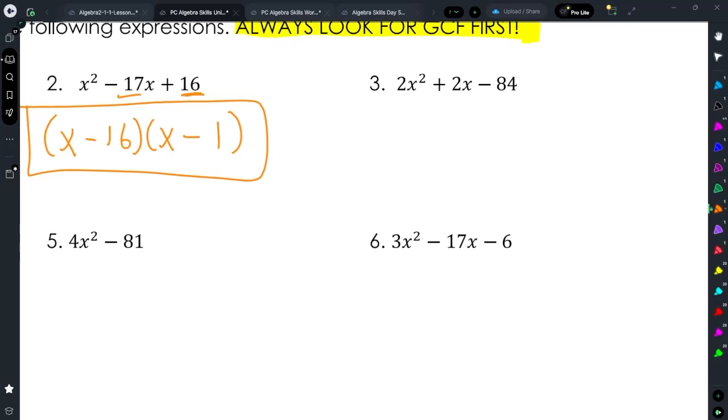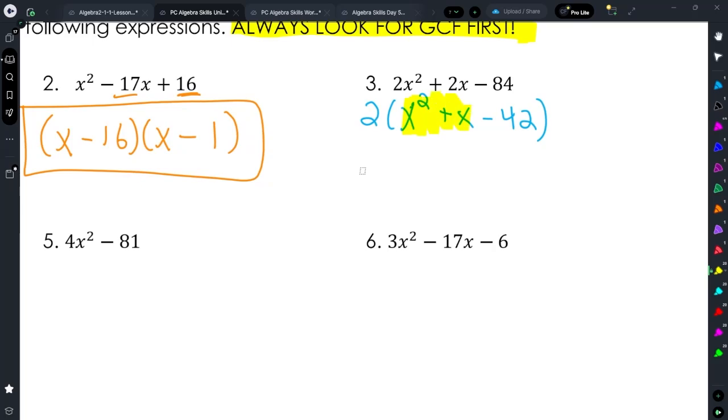Number 3, let's factor out a 2 because all of those numbers can be divisible by 2. So factor out a GCF of 2. So we have 2x squared. We factor out the 2, so then we have x squared plus x minus 42. And we're now going to factor this.